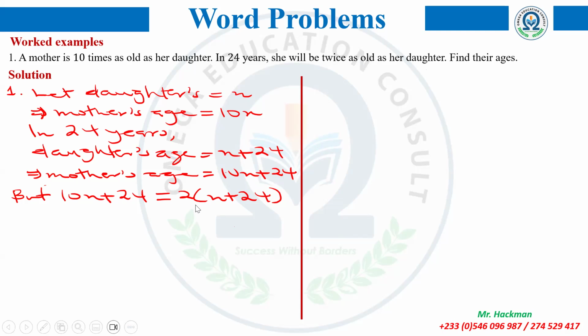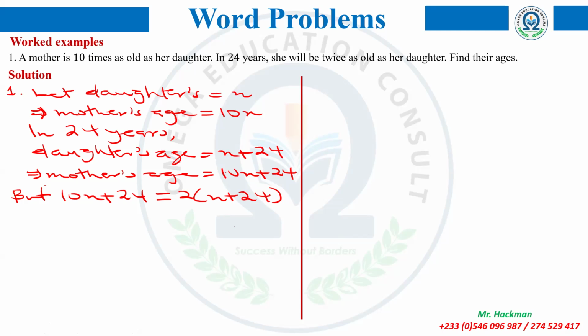So in 24 years, I know that the relationship is that the mother's age will be twice the daughter's age. So it will be equal to twice the daughter's age, because the daughter's age is X plus 24. That is the 24 years. You get it?